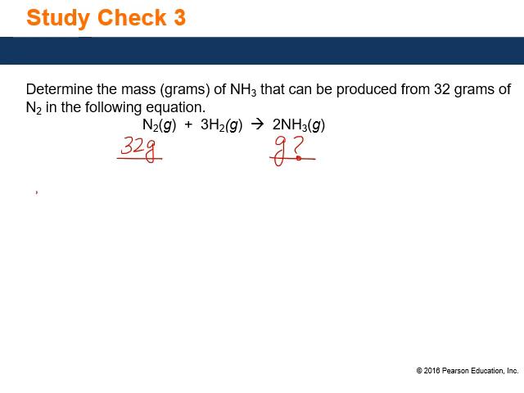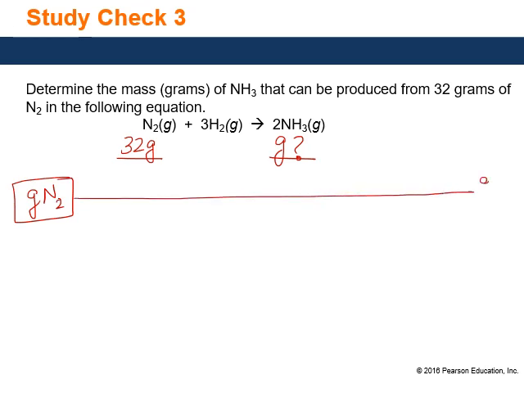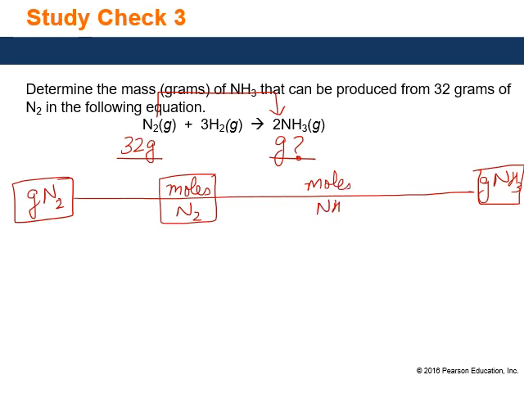So let's write down what's given to me: grams of nitrogen. The question wants me to find grams of ammonia. Again, in order to go between the two substances, I need to make a stop where I have to find moles of nitrogen. So I'll have to convert grams of nitrogen to moles of nitrogen. Then I can convert moles of nitrogen to moles of ammonia. And once I have moles of ammonia, I can convert it to grams of ammonia.